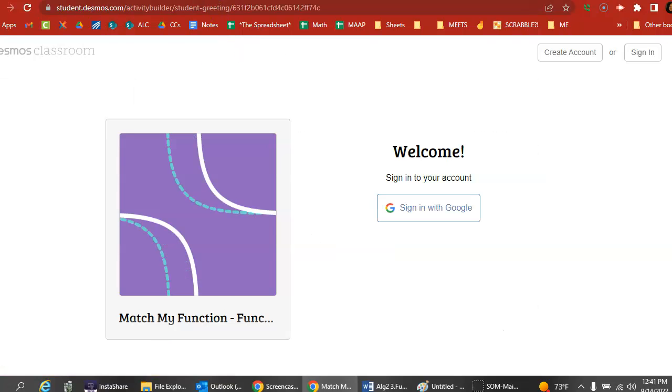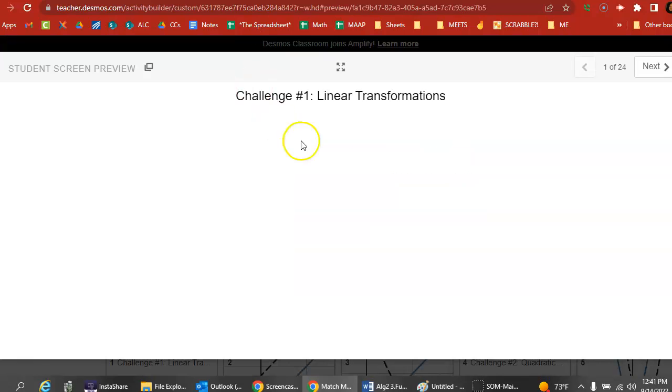It should bring you to the Desmos site where you should be using your ISD 14 account, and then it will let you do that. I have a student preview screen that I'm going to go through since I don't have access to the same stuff, but it should look like this when you get it loaded. The first couple of challenges will be some transformations in function notation.